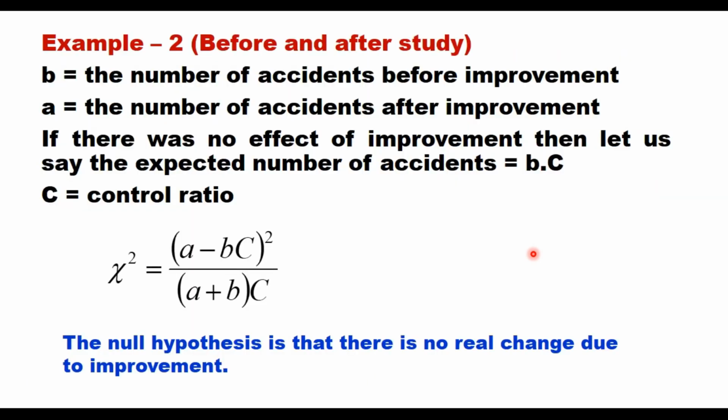Now let me explain this again with a second example where you have some before and after study data. Let us say you have an intersection and there are a number of accidents on the intersection before improvement and after improvement. Let us say B is the number of accidents before improvement and A is the number of accidents after improvement. Now if there was no effect of improvement, then the expected number of accidents will be B into C. Here C is the control ratio, that is the rate of change of accidents per year. In that case, the chi-square value is calculated by this equation: (A minus B into C) whole square upon (A plus B into C). So the null hypothesis here is that there is no real change due to improvement.